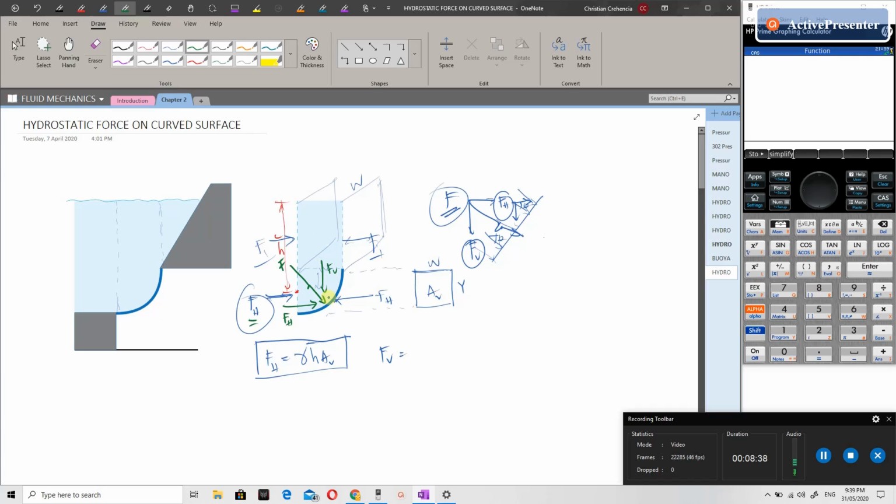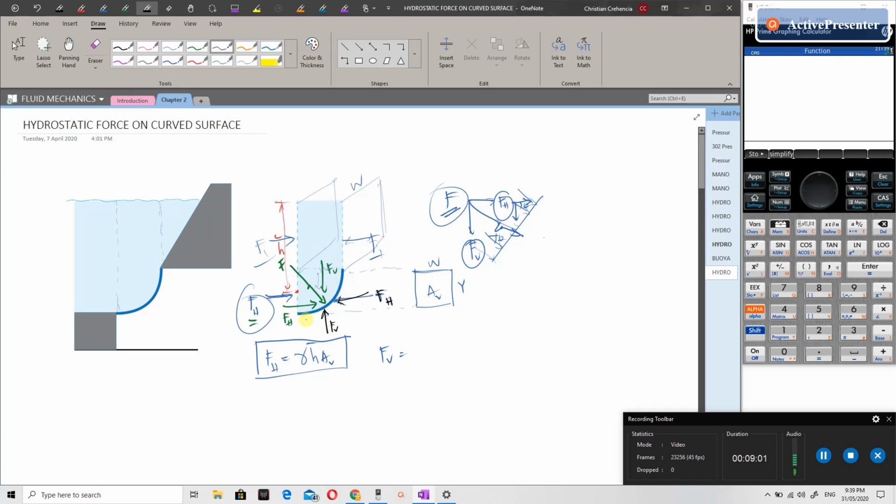So, the reaction of the gate, of course, will be opposite in direction. So, our gate will now react. It will apply, it will counter with the same force FV. Then, this is also our force FH. Okay, so what is FV?